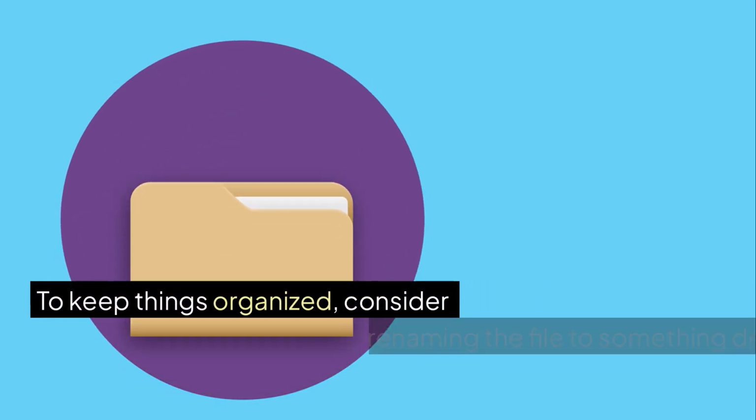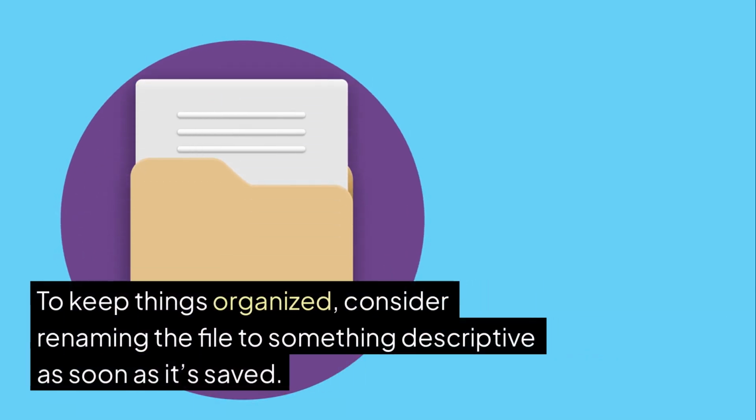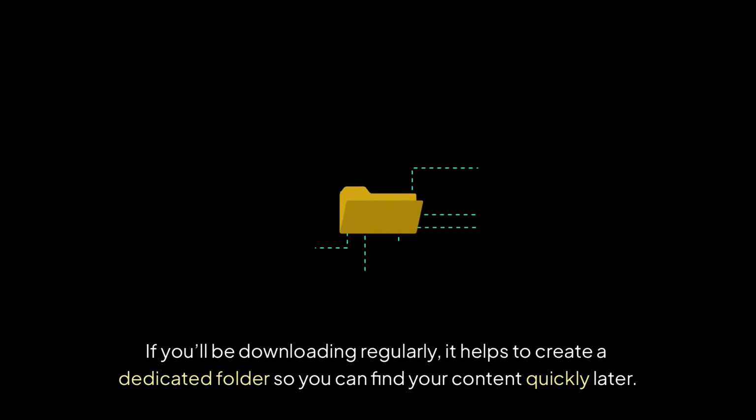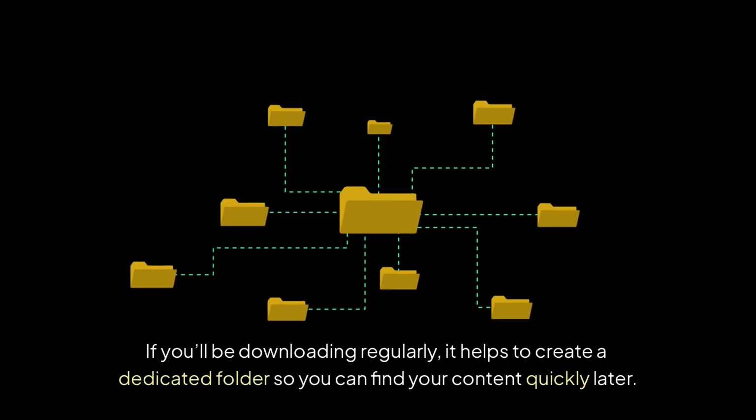To keep things organized, consider renaming the file to something descriptive as soon as it's saved. Once the download finishes, open your Downloads folder and play the file offline to make sure it looks and sounds the way you expect. If you'll be downloading regularly, it helps to create a dedicated folder so you can find your content quickly later.